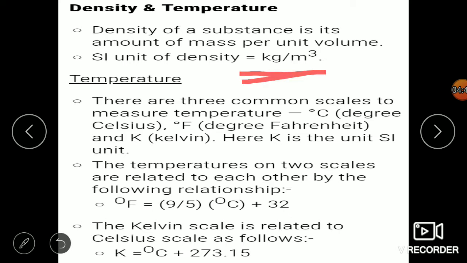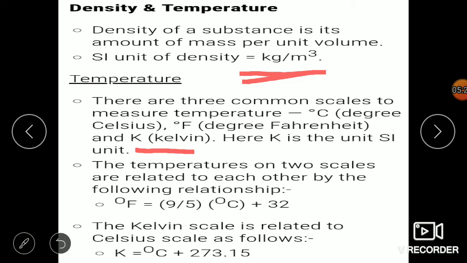Next is temperature. Now there are 3 common scales that we use for measuring or expressing the temperature. Very common is degree Celsius, next is degree Fahrenheit, and the SI unit Kelvin, denoted with capital K. K is the SI unit. If you remember, temperature is also a fundamental basic quantity whose unit is Kelvin.